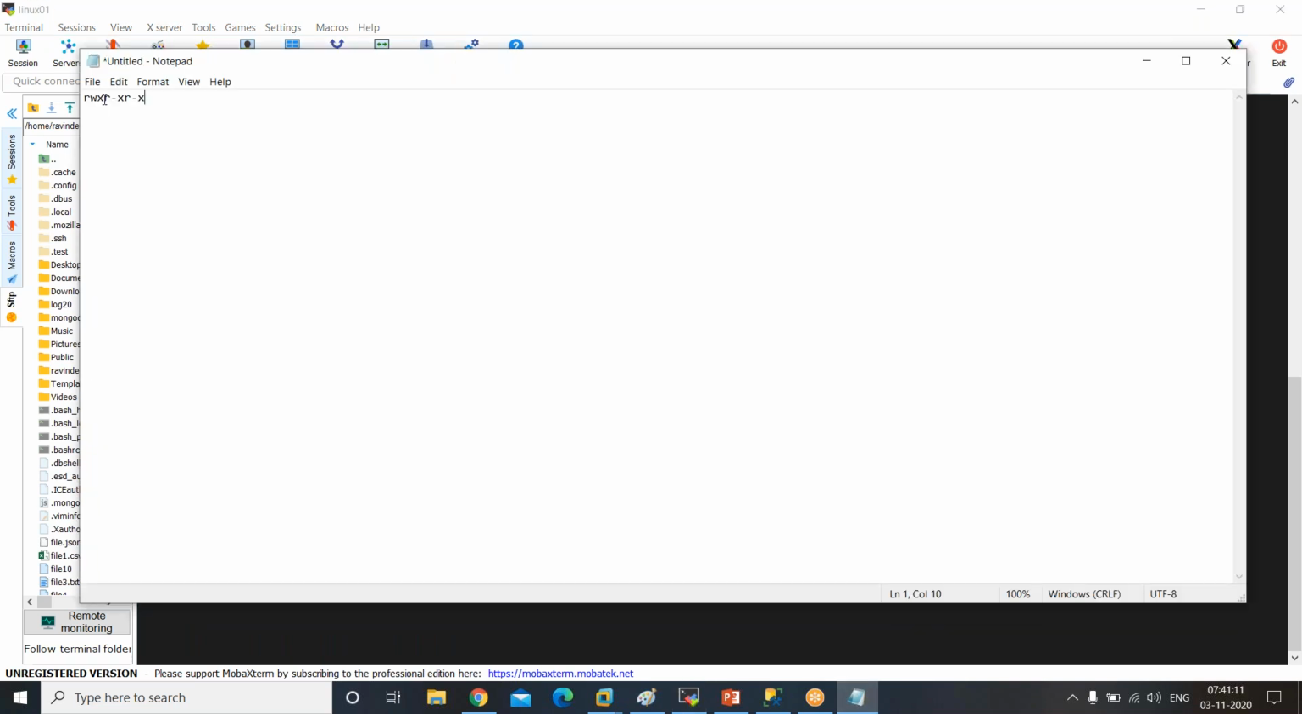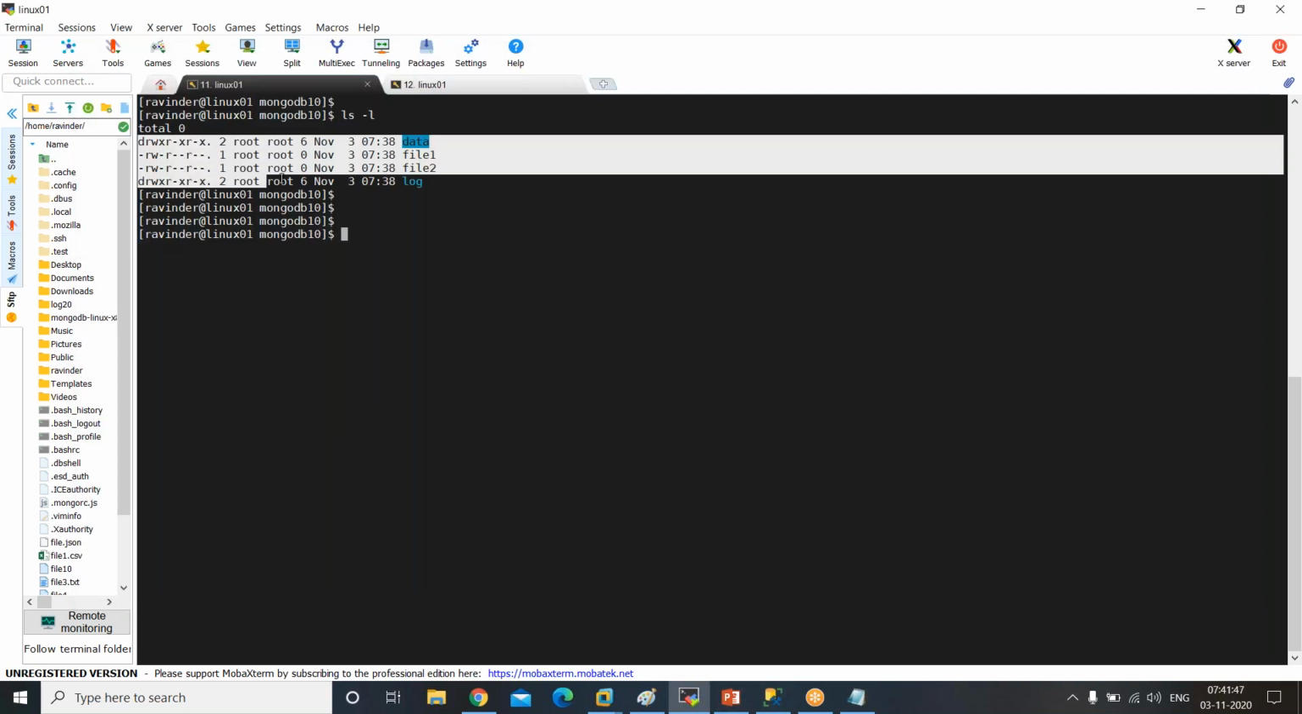Let me show this quickly. There are 3 portions, guys. This is the user. User means the owner of the file. Then group. Then others. So there are 3 levels of permissions associated with every file.